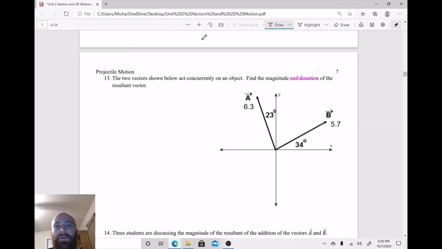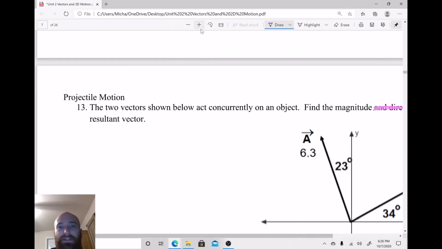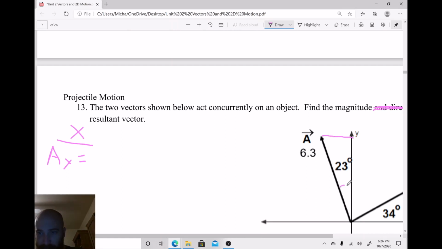So the first thing we do, again, we have to split it into components. That's the important part here. So let's do x components first. Ax is equal to... All right, we've got to figure out sine or cosine, right? Because that's always going to be the trick to find the components. And draw this across. Now the 23 is meant to represent this angle in here.